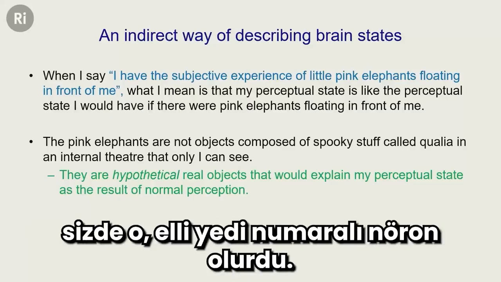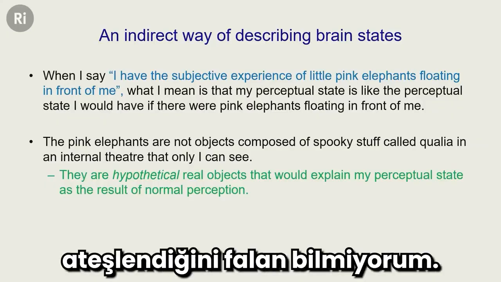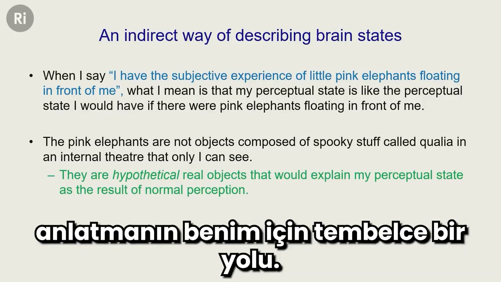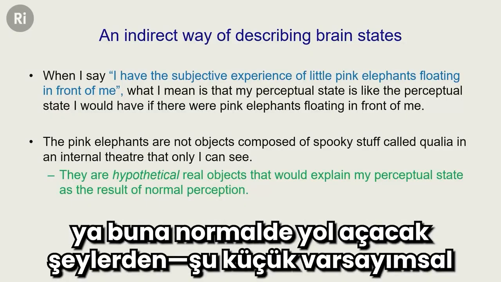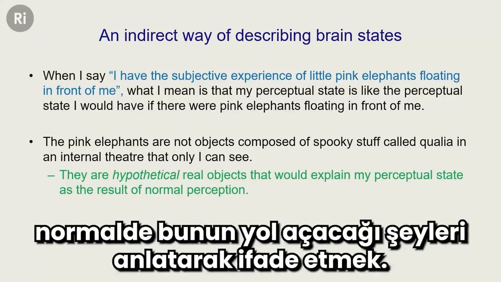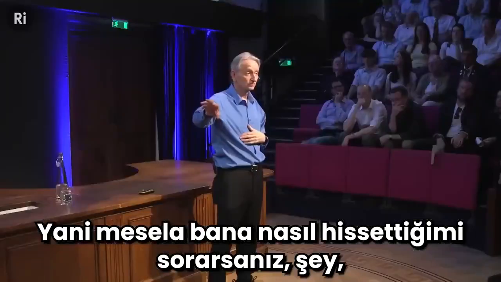Obviously, if I told you neuron 52 is firing, that wouldn't do you any good because for you it would be neuron 57. And anyway, I don't know neuron 52 is firing. That's a lousy way for me to tell you what's going on in my brain. The only way I can tell you what's going on in my brain is by talking about either the normal things that would have caused it, these little hypothetical pink elephants, or I could tell you about what's going on in my brain by telling you about the normal things it would cause.